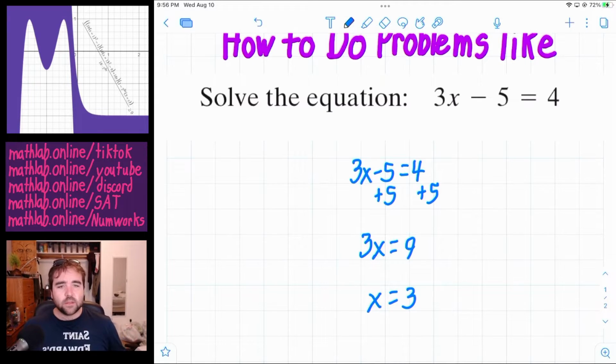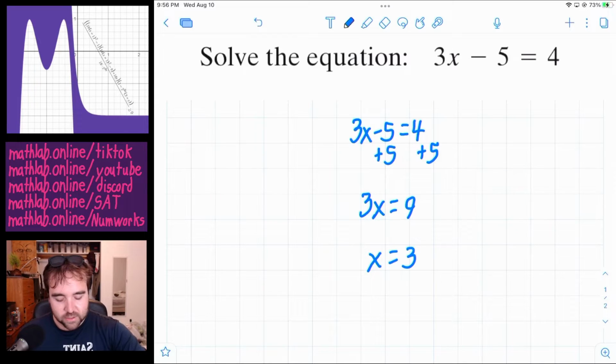And so what does it even mean to solve an equation? What it means to solve an equation is to find the value for x that we can plug into the equation that makes the equation true. So let's test that out. Let's replace x with 3 in this equation just to check our answer.